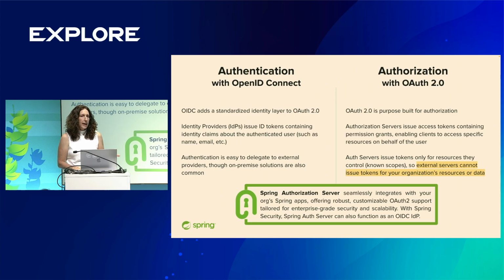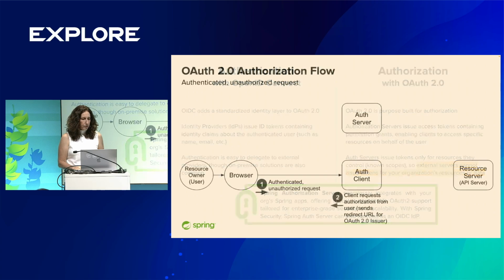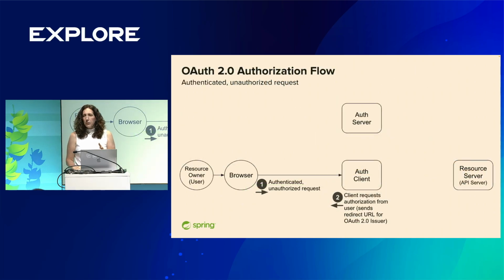And it also can act as an identity provider, so you can get both functions out of it. So just to cover really quickly the authorization flow. Let's assume that your request has already been authenticated. You've already logged in. So just going to authorization, those three pieces on the right, the auth server, the auth client, and the resource server, work together.